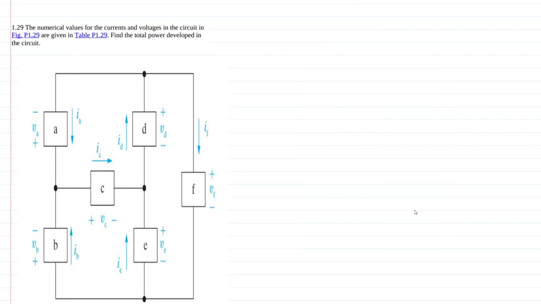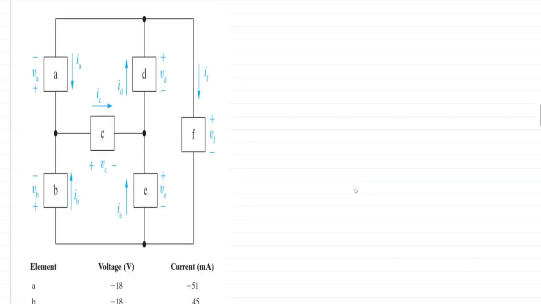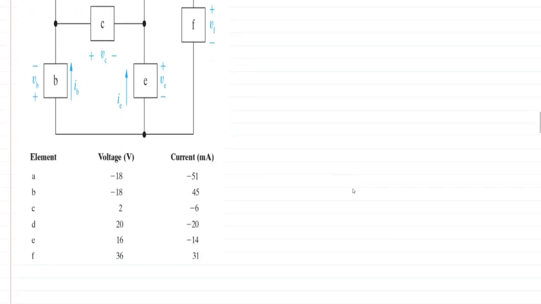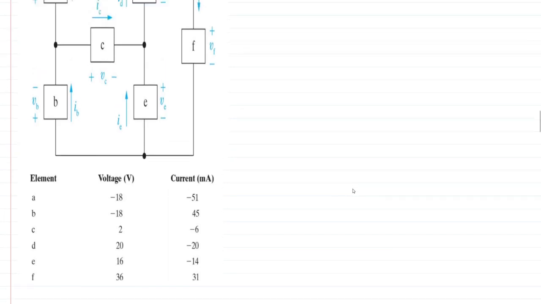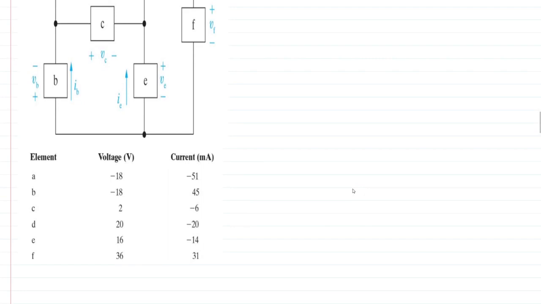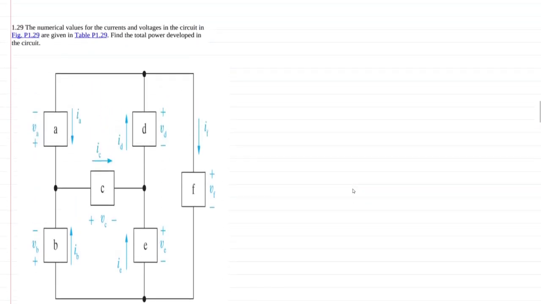For problem 1.29, our task is to find the total power developed in the circuit. So the number one thing we're going to notice is we have a table with all of these currents and voltages. Now to find out the power, it's simple. All we have to do is use the basic equation P equals voltage times current.